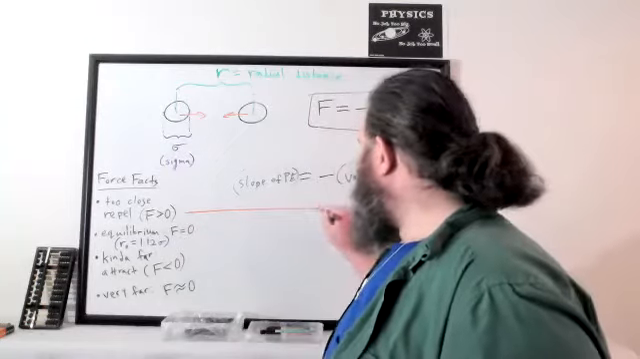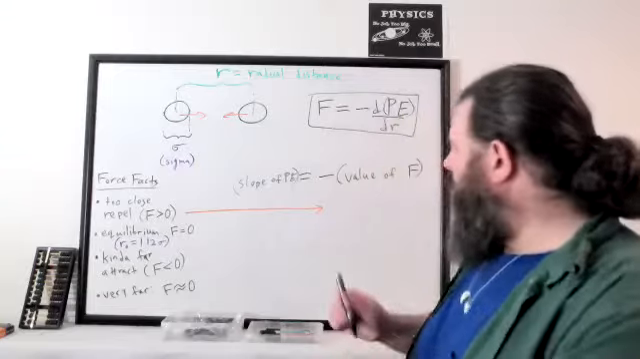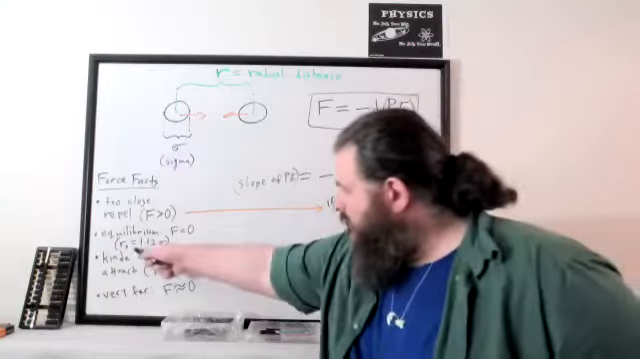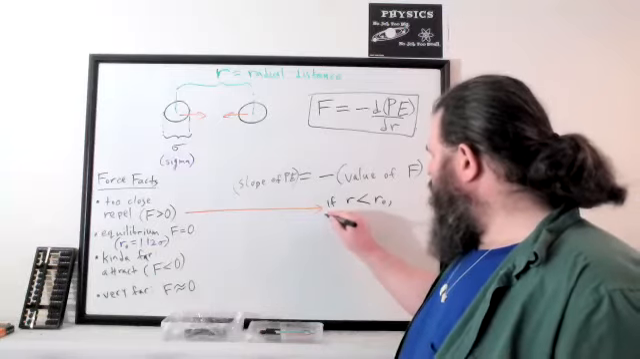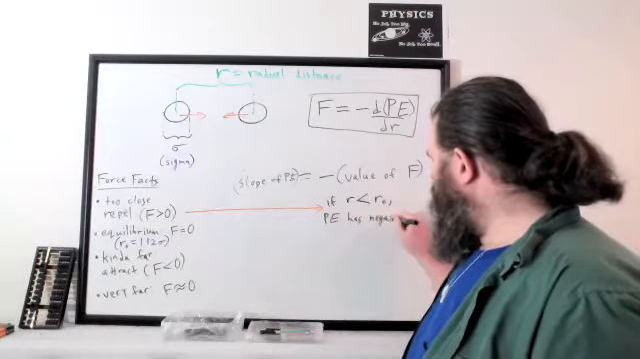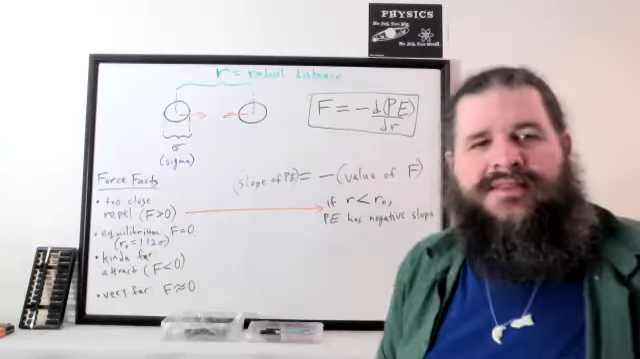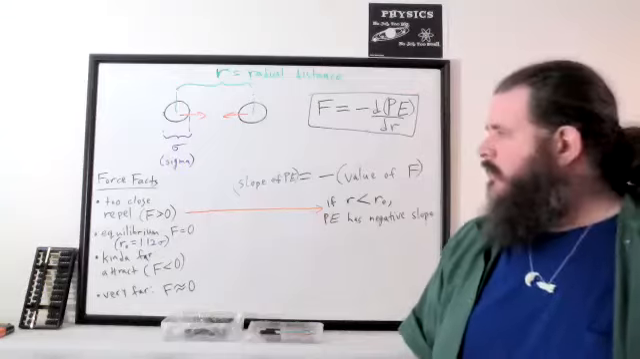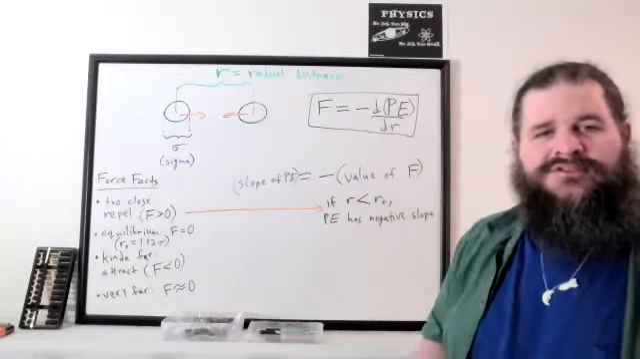So this means that if the particles are too close, in other words, if R is small, specifically if R is less than R naught, then the potential energy graph has negative slope. It's a decreasing function in that entire region because it has negative slope, because the force is positive. So a repulsive force means a positive force, which means a negative slope for the potential energy graph.